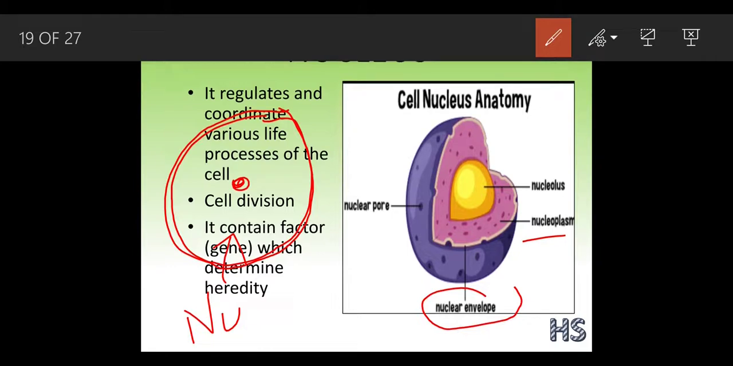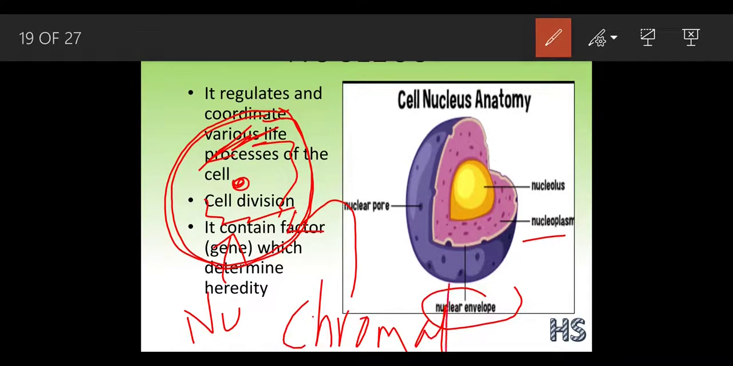There are some thread-like structures which are called chromatin, or chromatin fibers. What are these chromatin fibers? There are some thread-like structures present inside this nucleus, which are called chromatin fibers. What is the function of these chromatin fibers?